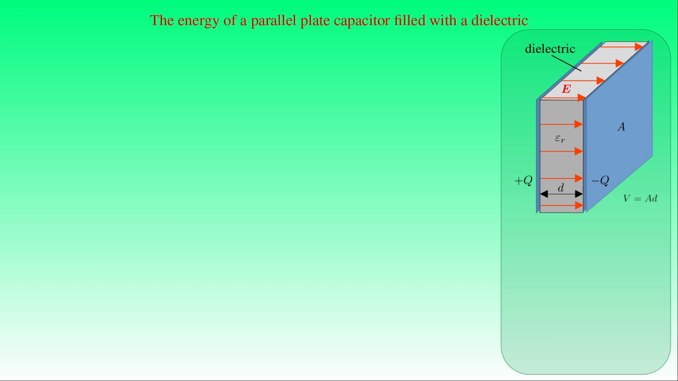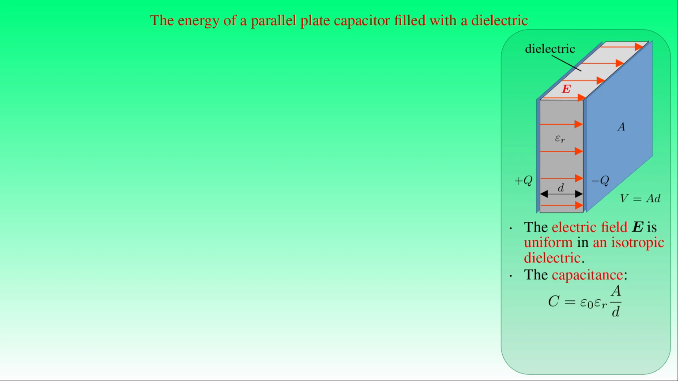Then the volume V of the dielectric medium between the plates is given by the product of the area A and the distance D. If the plates have the opposite charges plus and minus Q, then the electric field E is uniform between the plates. When we derived the capacitance C of a parallel plate capacitor, we found that it is equal to the vacuum permittivity epsilon naught times the relative permittivity epsilon R of the dielectric between the plates, times the area A of each plate over the distance D between the plates.